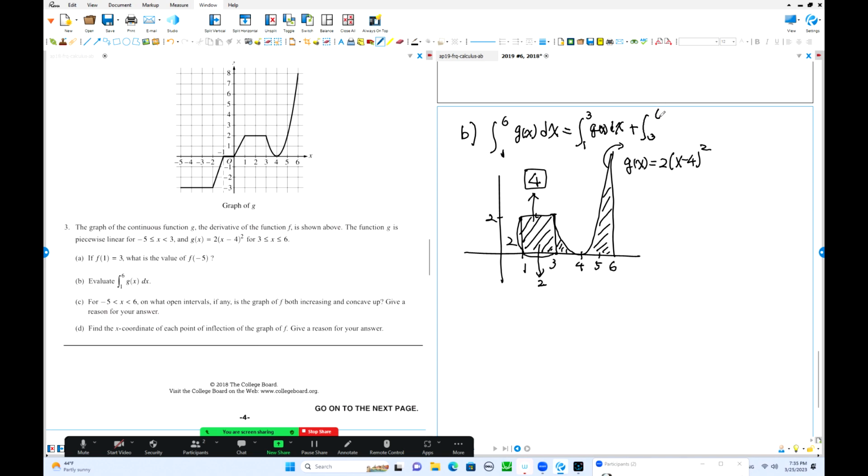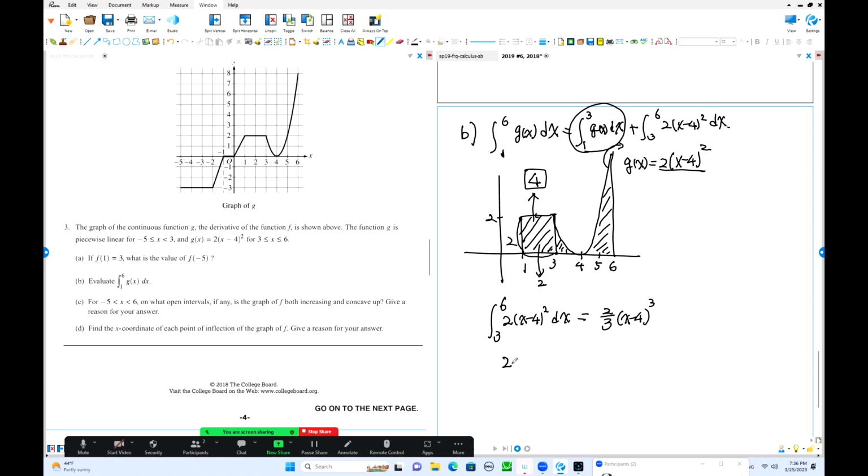Plus from 3 to 6, we have to use the antiderivative. The first one, 1 to 3, we already got, the area is 4. So we're going to find this one: from 3 to 6, 2 times (x minus 4) squared. What is the antiderivative? You can take it as it is, because the coefficient of the variable inside is 1. Take it as x, plus 1 there is 3, divide by 3. So 2 over 3 times (x minus 4) cubed. That is the antiderivative.